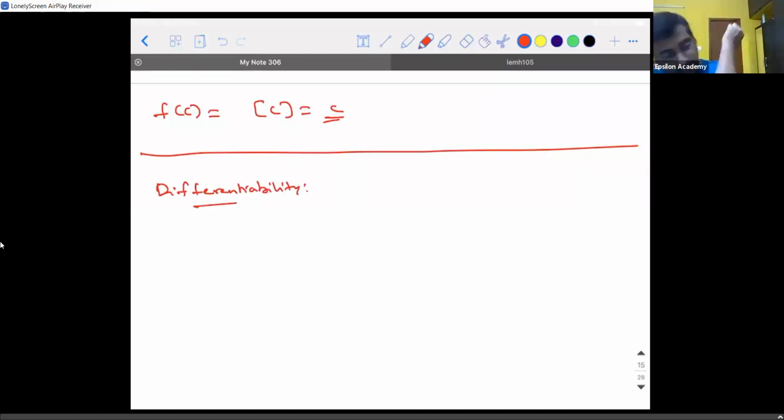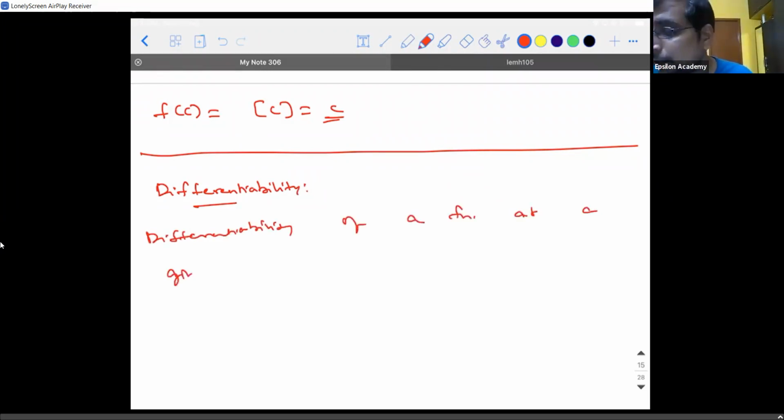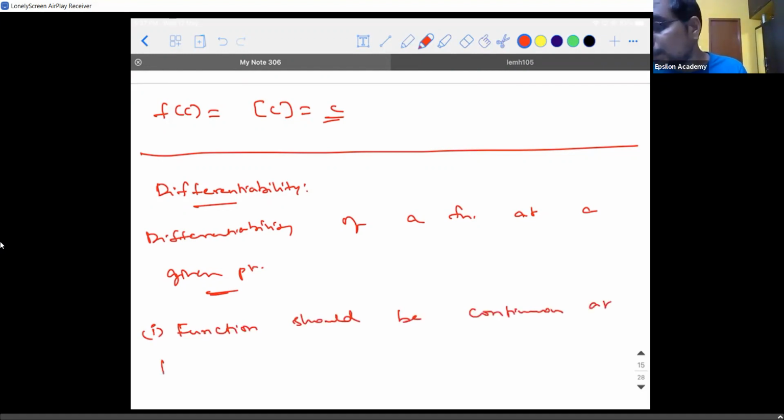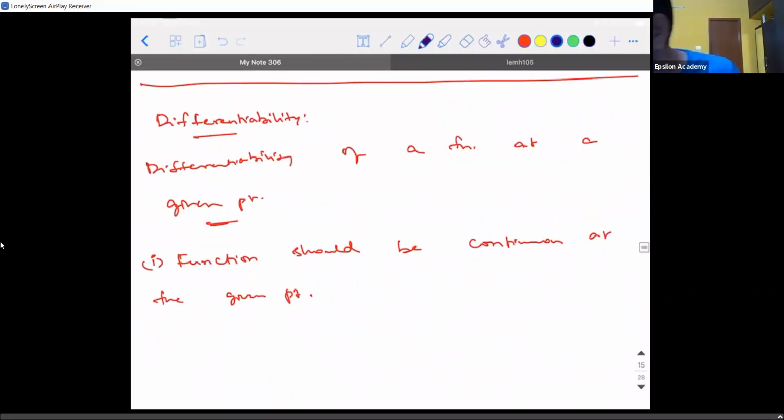If I have to check the differentiability of a function at a given point, the first thing it should satisfy is that the function should be continuous at the given point. This is the preliminary condition. The function should be continuous at the given point. If not, you forget about differentiability.